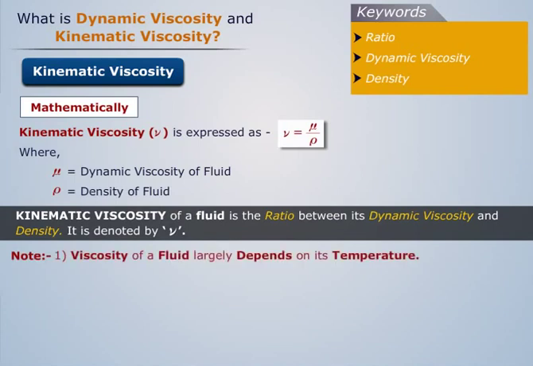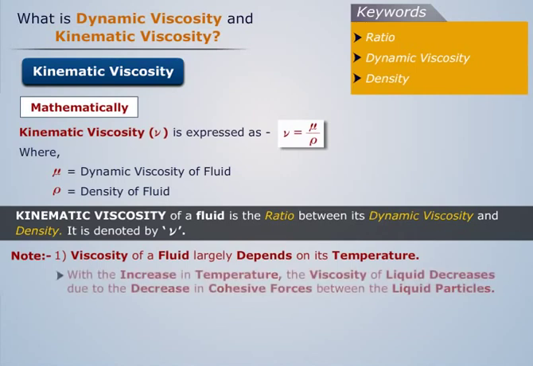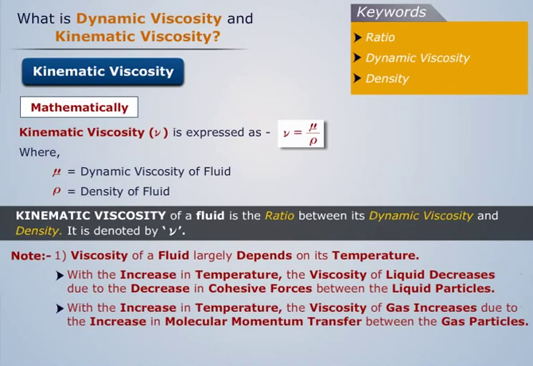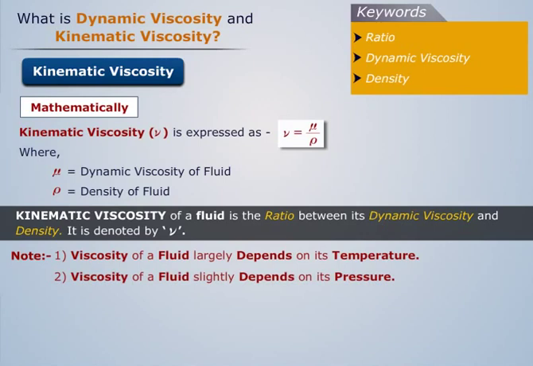Note that the viscosity of a fluid largely depends on its temperature. With the increase in temperature, the viscosity of liquid decreases due to the decrease in cohesive forces between the liquid particles. With the increase in temperature, the viscosity of gas increases due to the increase in molecular momentum transfer between the gas particles. And the viscosity of a fluid slightly depends on its pressure.